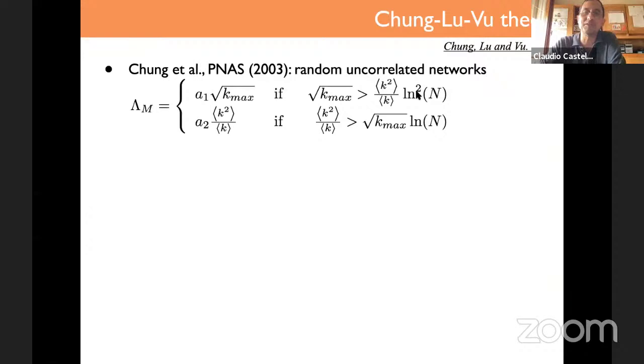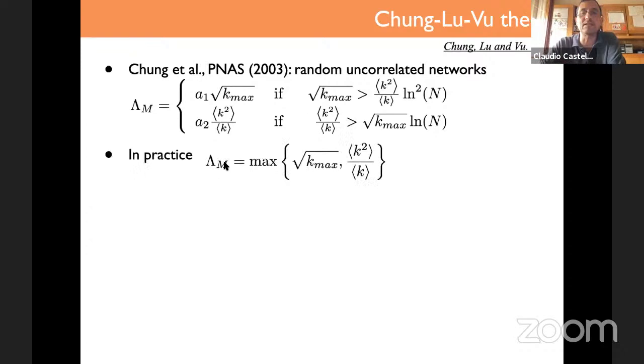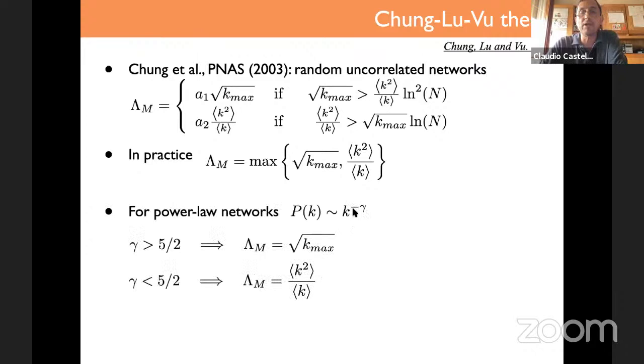One can generalize this and say that in practice, the largest eigenvalue is given by the maximum between the square root of k-max and the ratio of the second over the first moment. In particular, for power law networks, which have a degree distribution decaying as a power with an exponent gamma, things change depending on whether gamma is larger or smaller than 5/2. For gamma larger than 5/2, the first expression dominates asymptotically for large systems. Otherwise, it is the second expression which dominates.